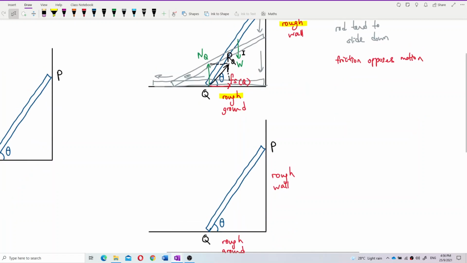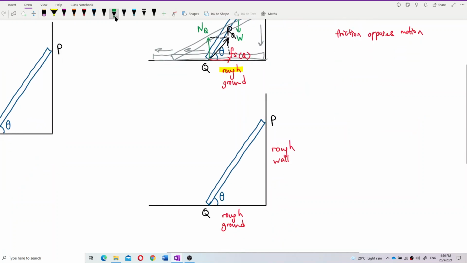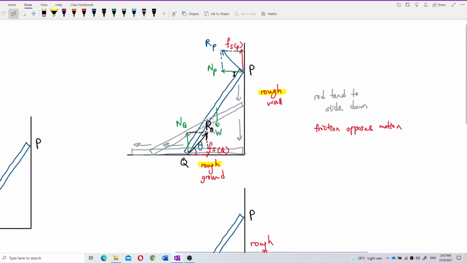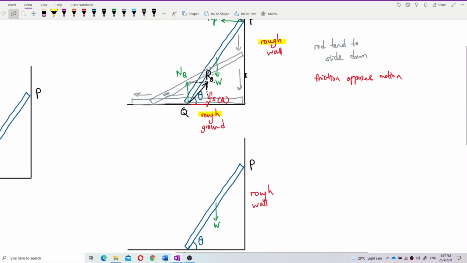First of all, the weight. We draw the weight at the center, since the rod has weight. And then at P, this normal force we can just write as reaction X. We can write as, what?